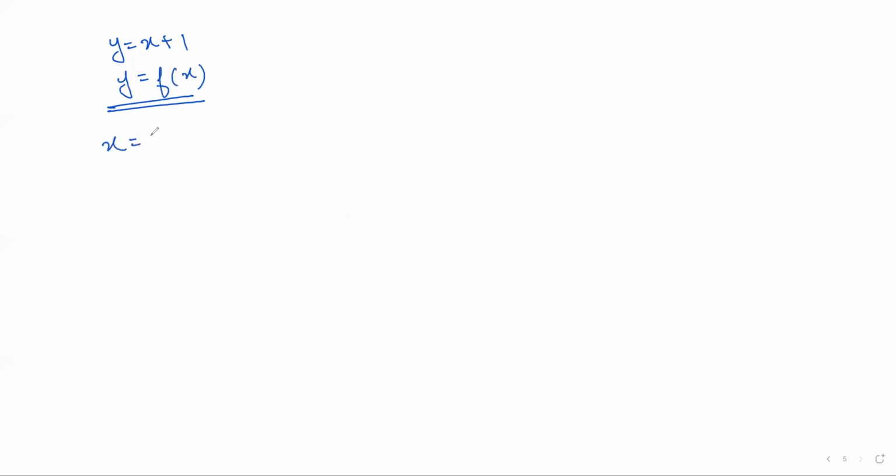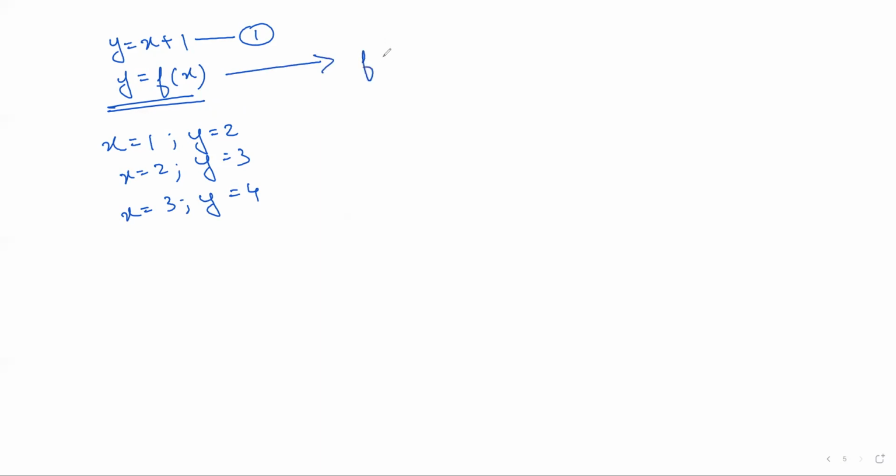For x equals 1, y equals 2, solving this equation. For x equals 2, y equals 3. For x equals 3, y equals 4. Now, if this were to be represented in terms of a function, your function would be written as f. f is a function from set X to set Y, such that small x is an element of X and small y is an element of Y.